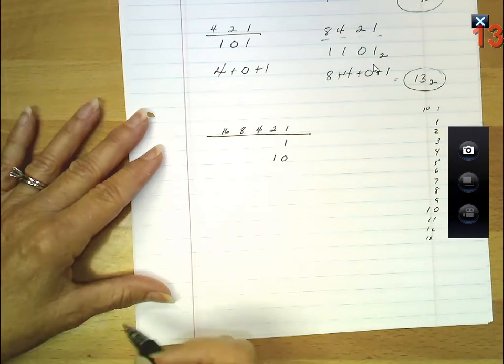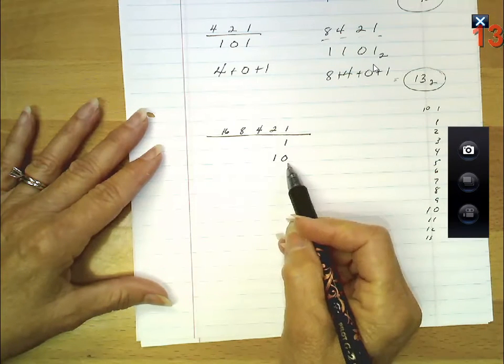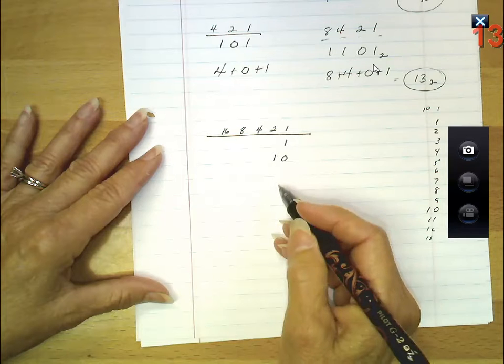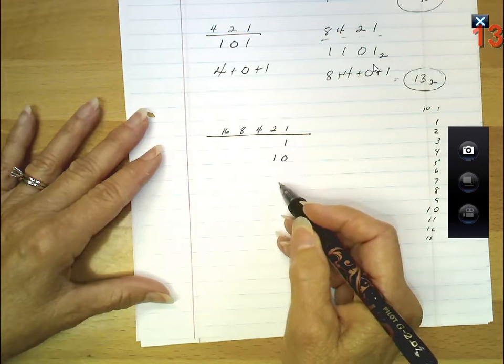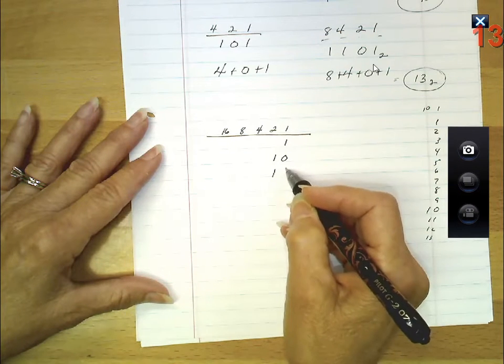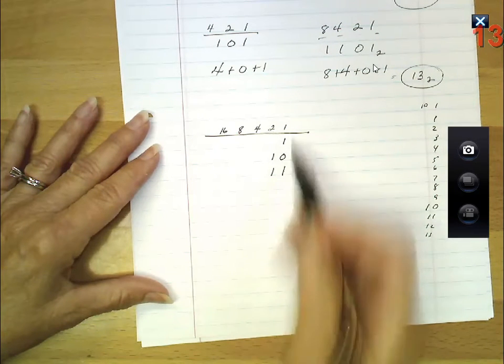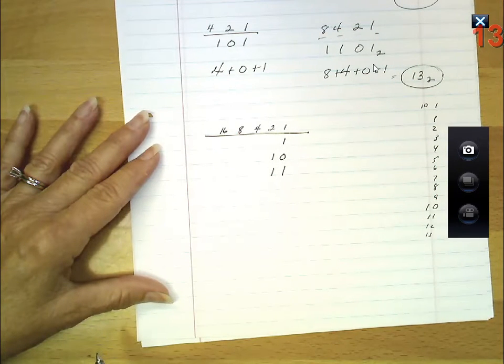So I've got 1, 2, and no 1s. So that's a 2. How would I write 3? 1, 2, and 1, 1. See how 2 plus 1 is 3. How would I write 4?